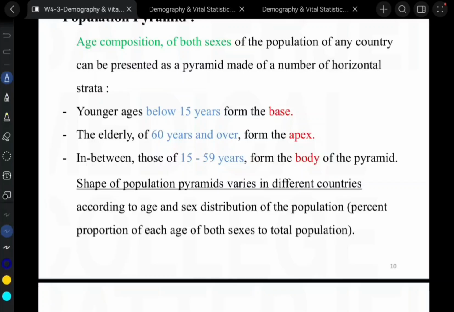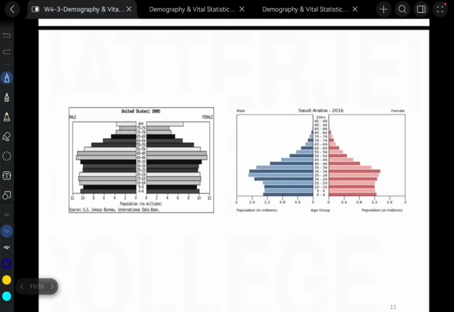It says here the shape of the population pyramid varies in different countries according to the age and sex distribution of the population, the percent of the population of each age of both sexes to the total population. Basically, it will vary between countries. For example, in developing countries, lifespan is a bit shorter than in developed countries, so you find a lot less people on the elderly side of things. In fertile countries, you'll find the base a bit bigger than in old countries that are not as fertile, like Japan maybe. So you could predict this stuff from the pyramid here.